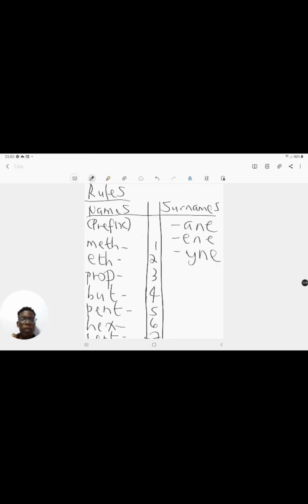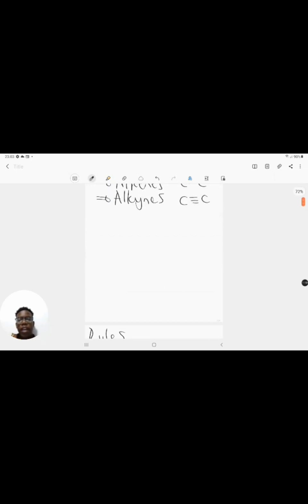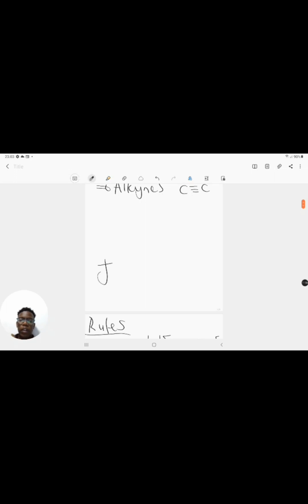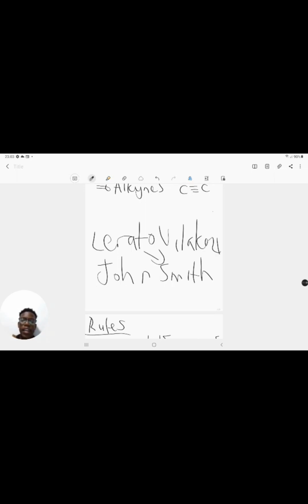Now, remember what I did with John and Lerato, and I had Smith here, and I had Vilakazi here. I said that I could use this with that, and this with that, or I could use these as they are. These are names of people, popular names of people.